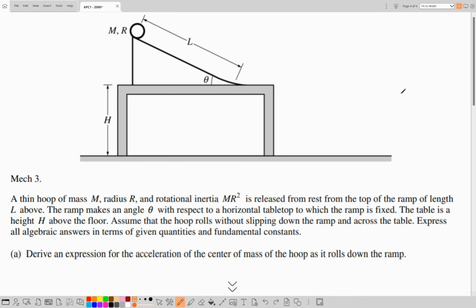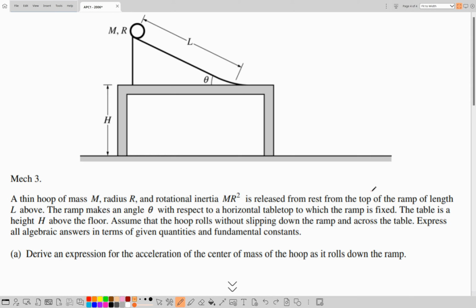Hello AP C Mechanics students, today we will solve the past paper FRQ 2006 exercise 3. A thin hoop of mass M and radius R and rotational inertia MR squared is released from rest. Initially we don't have any kinetic energy, from the top of the ramp of length L above. The ramp makes an angle theta with respect to a horizontal tabletop to which the ramp is fixed.